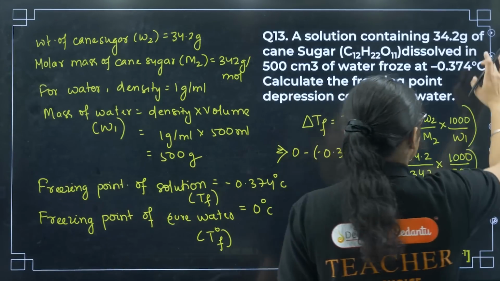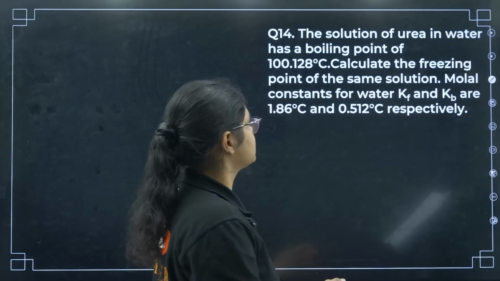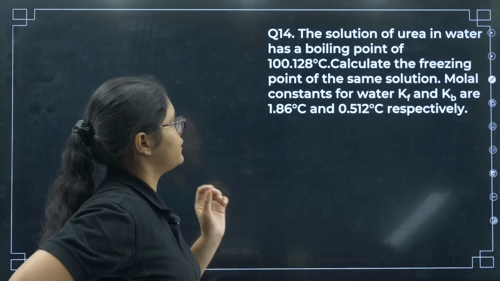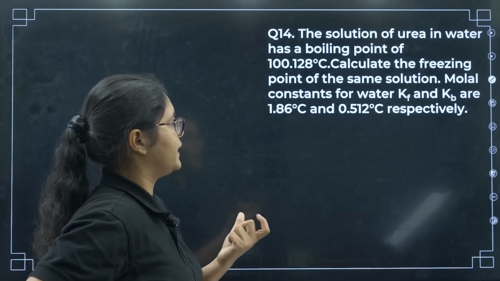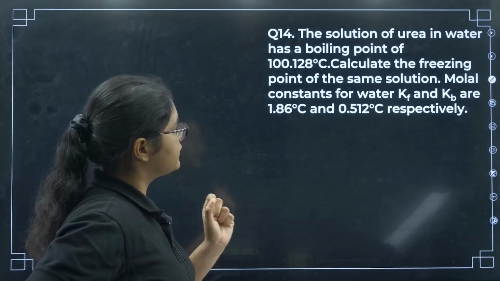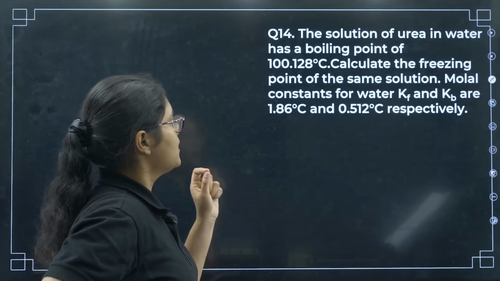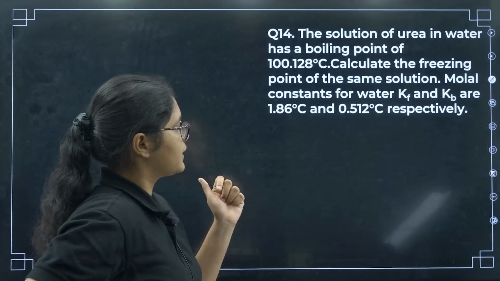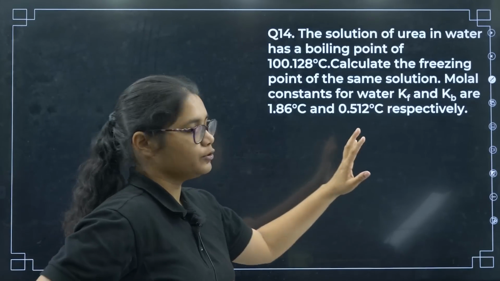Okay, now we will go to the next question. The solution of urea in water has a boiling point of 100.128 degrees Celsius. Calculate the freezing point of the same solution. Molar constants for water Kf and Kb are given to you respectively.